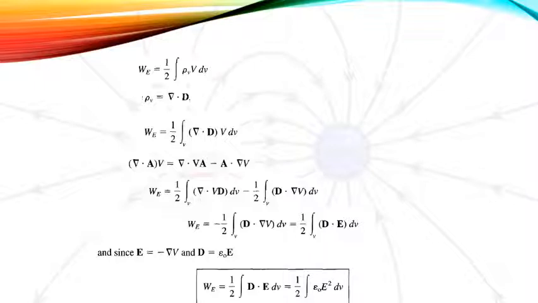Del dot A into V can be taken as del dot V A minus A dot del V. So substituting these values instead of del dot D, you can rearrange the equation as WE equal to half into integral of del dot V D dV minus half into integral of D dot del V dV. Simplifying this equation, you get half into the volume integral of D dot E dV. D means epsilon E. Substituting the value of D, you get half into epsilon naught E square dV. That is the work done.